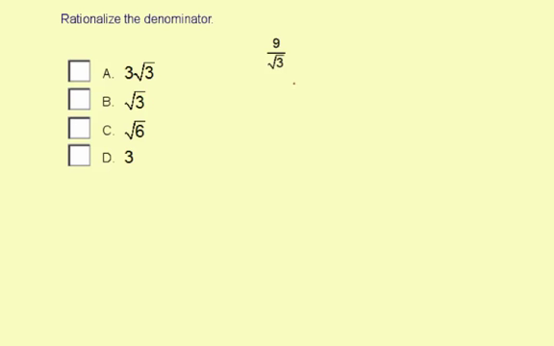Rationalize the denominator. So rationalize the denominator literally means to get rid of the irrational number in the denominator. Now radical 3 is irrational, so we want to make a rational number. And this goes back years ago when slide rules used to be used to compute radicals.